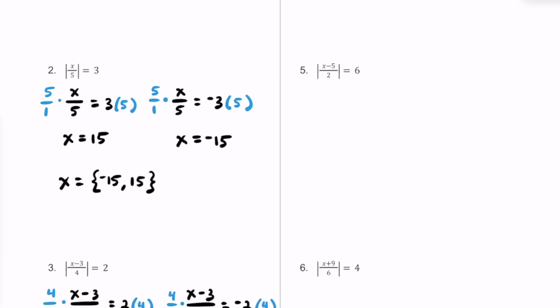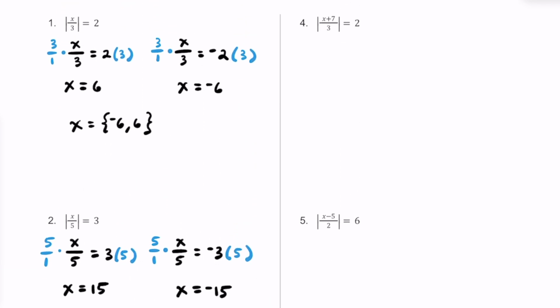Here's a fourth example. Here we have the absolute value of x plus 7 divided by 3 is equal to 2. So let's see, we have this x plus 7 over 3, that could equal 2. And in another scenario, if we could make this x plus 7 over 3 equal to negative 2, then we could also find out what x would be to make this true.